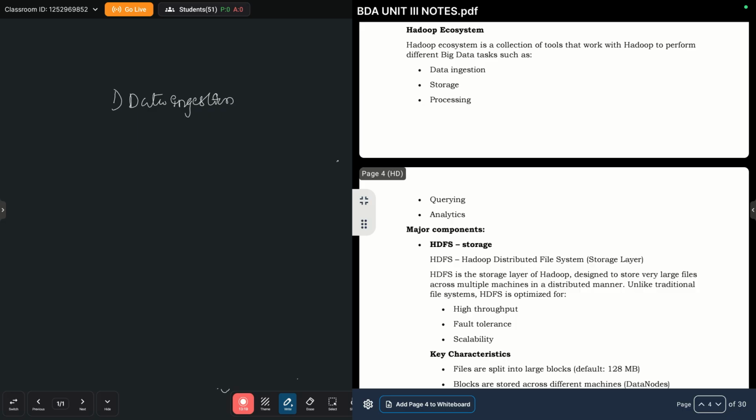Okay, so how to store our data? So once the data is stored, we need to process the data. How is the processing done? By using MapReduce, like querying.